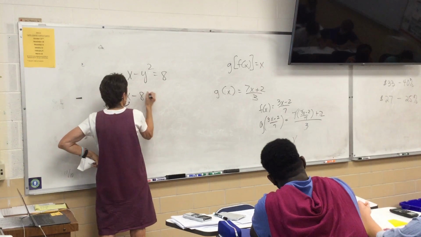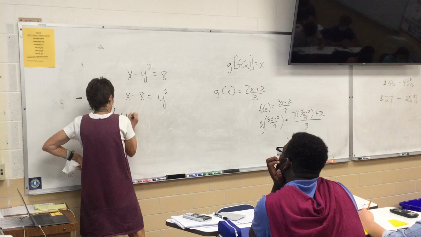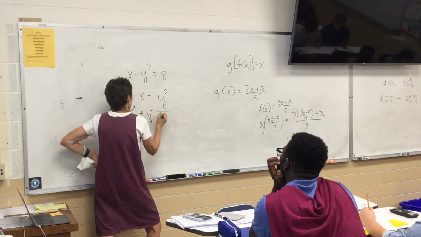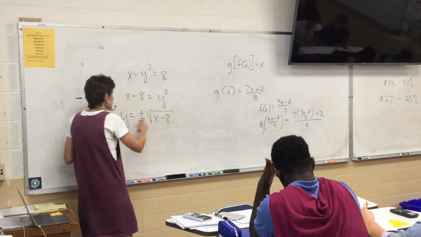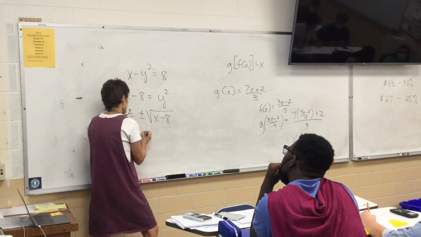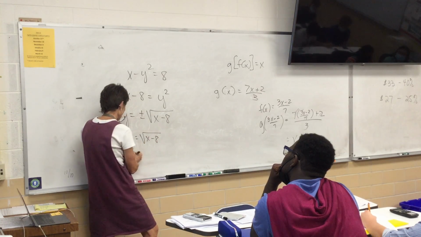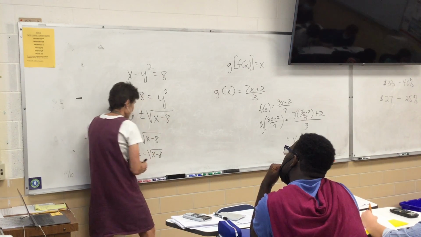So maybe y equals plus or minus the square root of x minus 8. Plus or minus the square root of x minus 8, that looks good. So my two equations are the square root of x minus 8 and the negative square root of x minus 8.